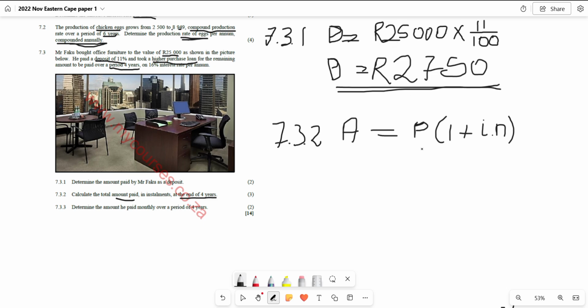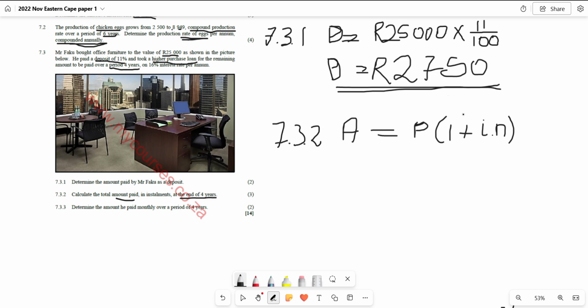Therefore, P is the balance after paying a deposit. Then A is the total amount to be paid over the duration of the loan. Then I is the interest rate. Then N is the number of years it's going to take for you to pay back the loan. P is the balance after paying a deposit. Then A is the total amount that Mr. Faku is going to pay at the end of the 4-year period.